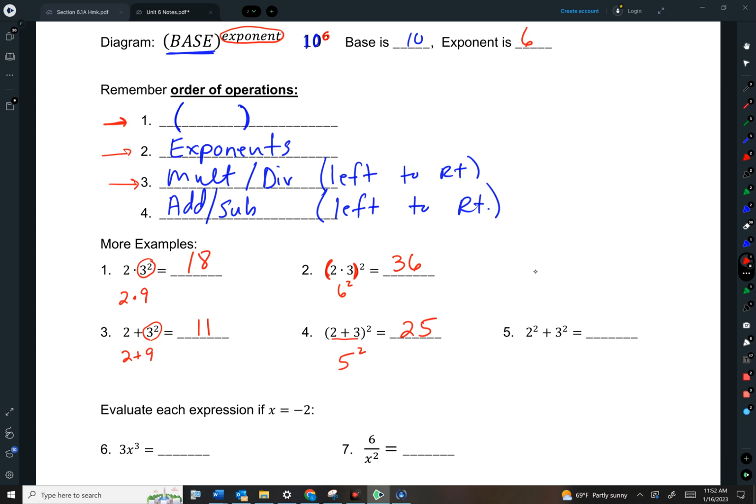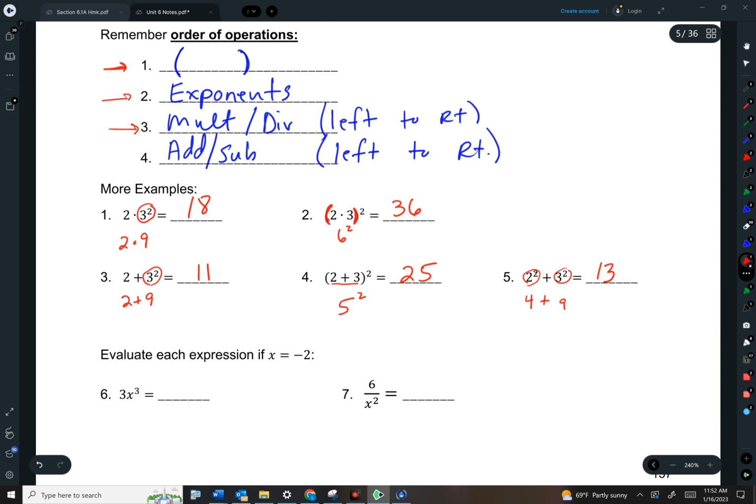And then on number 5, again, I have exponents and addition. Exponents come first, so the 2 squared is 4, and the 3 squared is 9. Then I can do the addition and get 13. Again, hopefully this is a little bit of a review, but I just wanted to go back through it as an introduction to the exponents that we're going to develop.